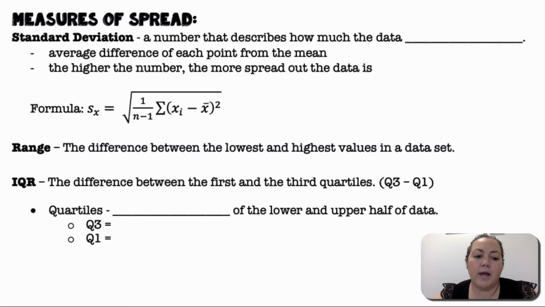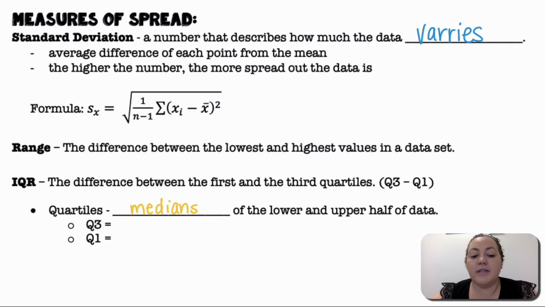All right, measures of spread. The standard deviation is a number that describes how much the data varies. It's the average difference of each point from the mean. The higher the number, the more spread out the data is. The sample standard deviation is equal to the square root of 1 over n minus 1 times the summation of each individual x value minus the mean, squared. So you take each value, subtract the mean, square it, add that to the next value minus the mean squared, and so on, then divide by n minus 1, and then take the square root.